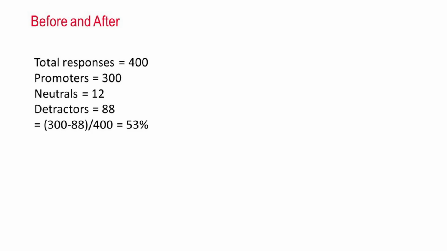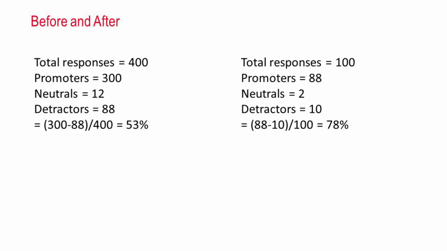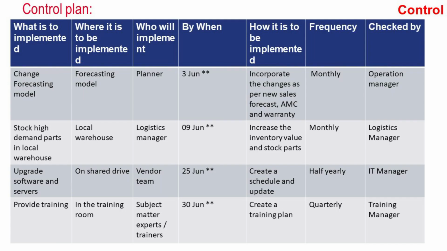Before and after the project: before the project the NPS percentage was 53%, which improved to 78% when they checked 100 more responses after implementing all the solutions. And in the end, the control plan was created to control the improved state, in which the frequency of check and checked by were added so that the entire process remains in control. The intention of me talking about this case study again was to show you how hypothesis testing was performed in this particular case study on the X's which we have identified already.